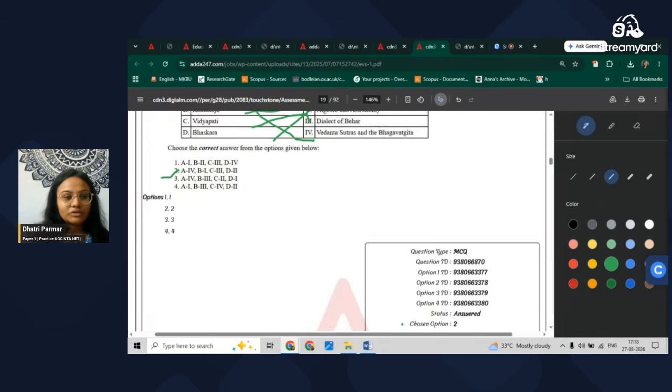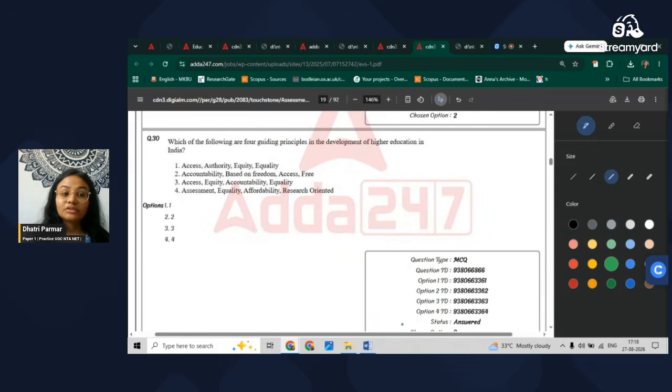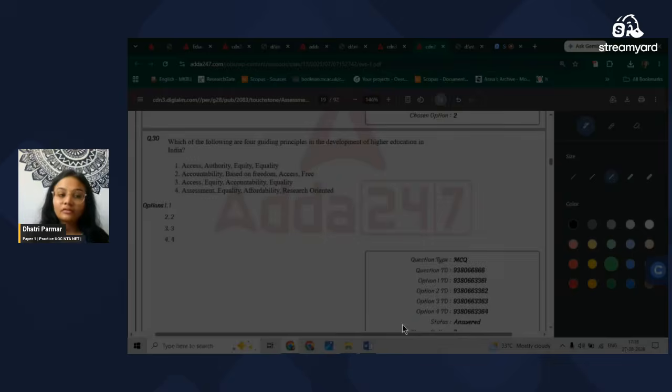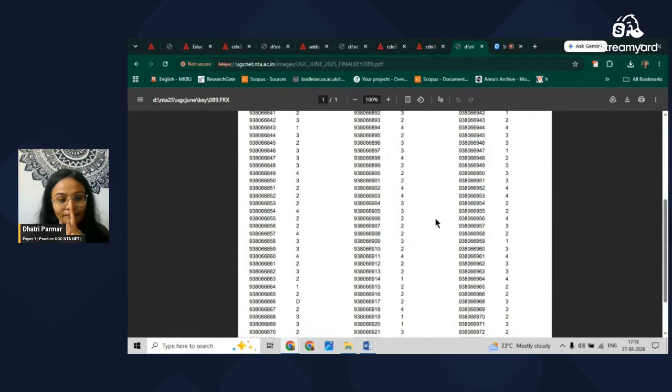Moving to the next question, which of the following are four guiding principles in the development of higher education? Okay, this is again from higher education, clearly stating it. So access, equality, accountability, and equity. So these four are there. Third is the right answer.